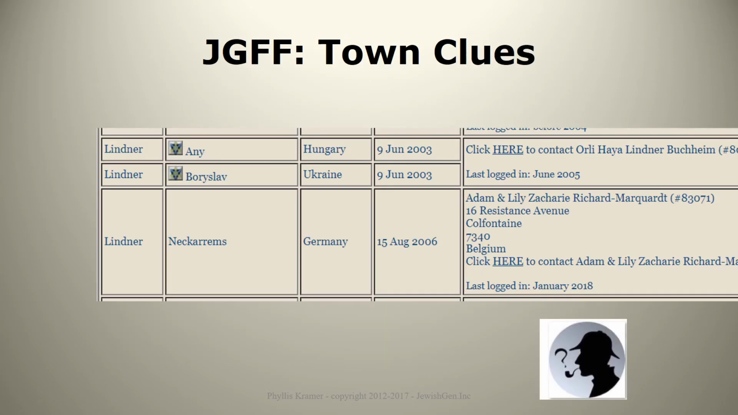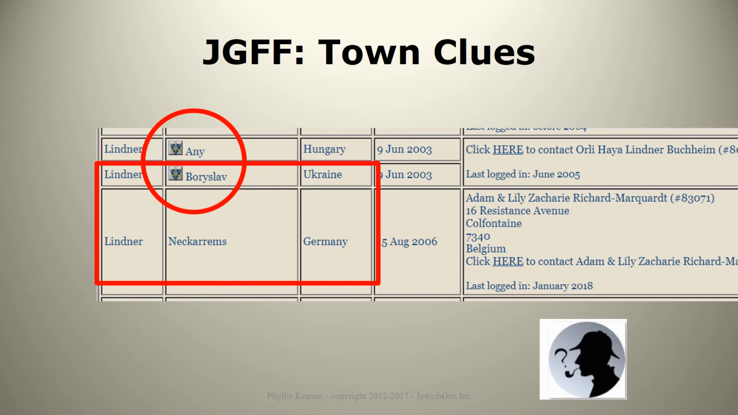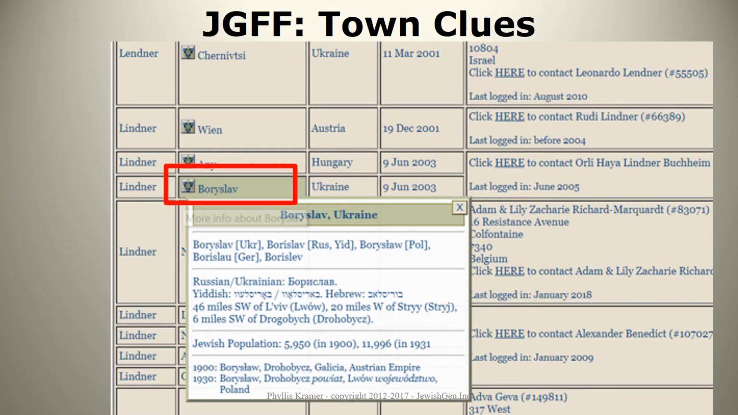Let's go into a little bit more of the town clues you get. In this case, I picked a piece of the response, and Lindner is either in Hungary, Borislav, or Neckarsulm. But I want you to see the difference between a town that has a JewishGen logo and a town that doesn't. In this case, Borislav is a good one because it has the JewishGen logo, which means it was a Jewish town. And if you just put your mouse over that logo, you'll get a pop-up to tell you more about the town. Now, let's say your person came from Drohobych in Galicia.